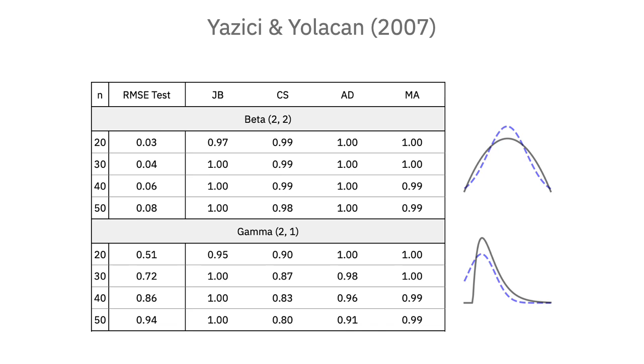Yazici and Yolacan explored the power of tests including the Jarque-Bera, chi-squared, Anderson-Darling, and modified Jarque-Bera tests. While the RMSE test, whose analogous power I've added on the left, did relatively well in some contexts not shown here, this slide shows some contexts in which the RMSE test is clearly outperformed by other tests. In my paper, I discuss why this might be the case, but we won't get into that here.